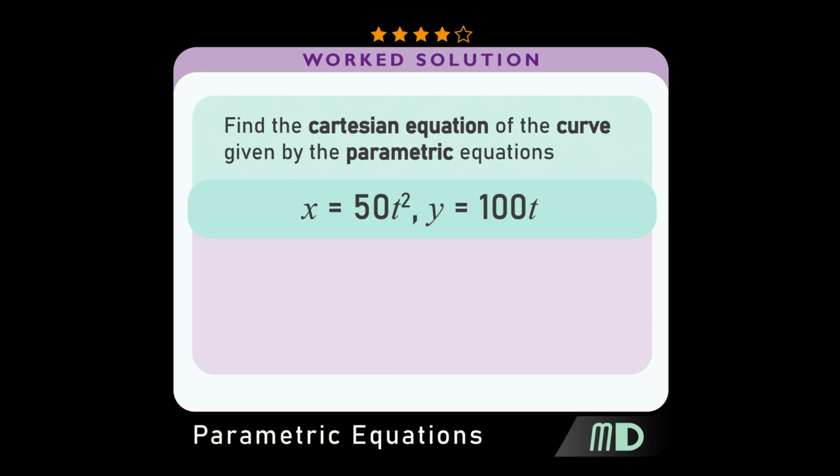Answering this question is a three-step process. To begin, we need to rearrange one of the parametric equations to make t the subject, before substituting that expression for t into the second equation and simplifying, if necessary. The two parametric equations we've been given are x equal to 50t squared and y equal to 100t.